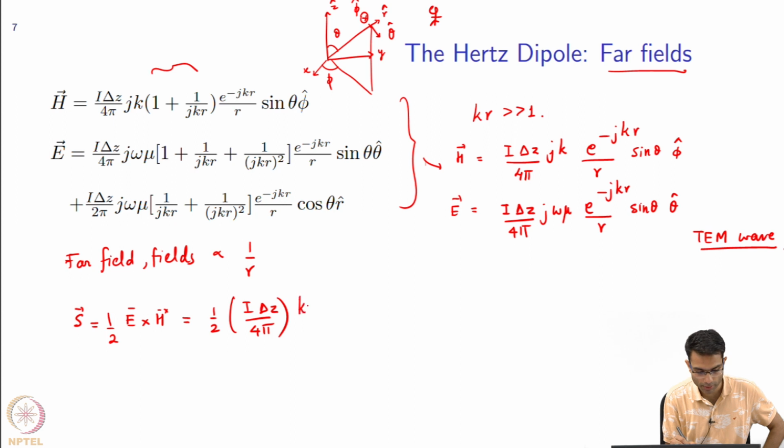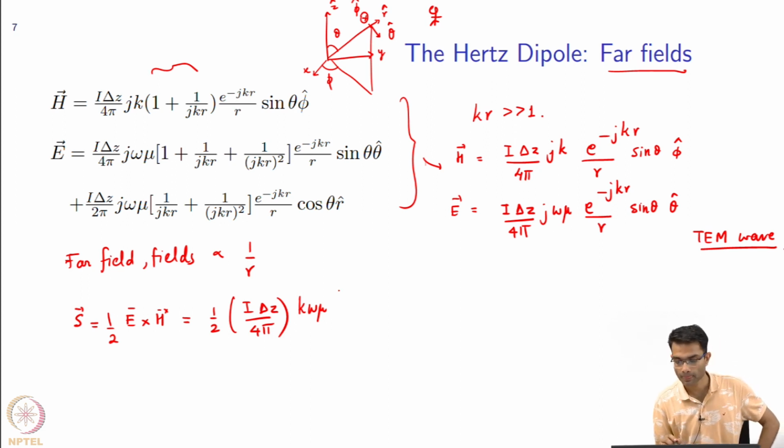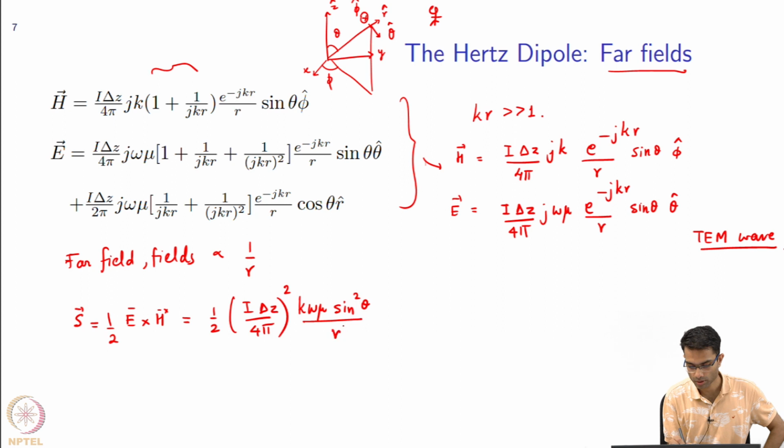So, k omega mu, what else? H conjugate, that is why j becomes a minus j, whole squared, correct. And sine squared theta divided by r square, in what direction? R hat direction, right. I think I have got all these terms.